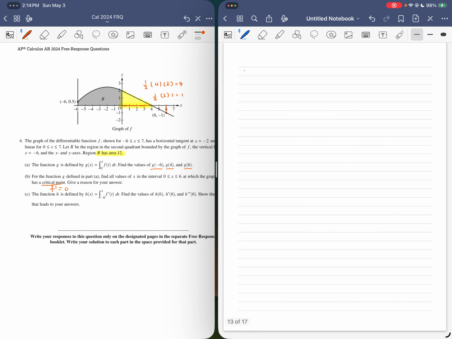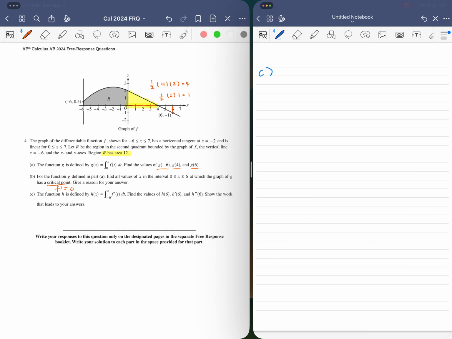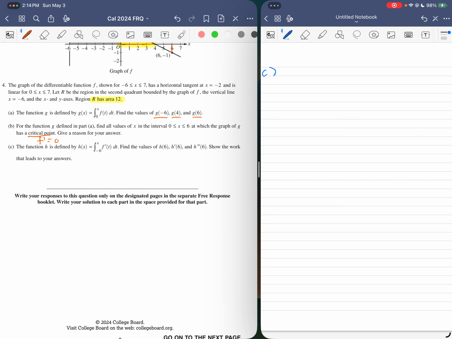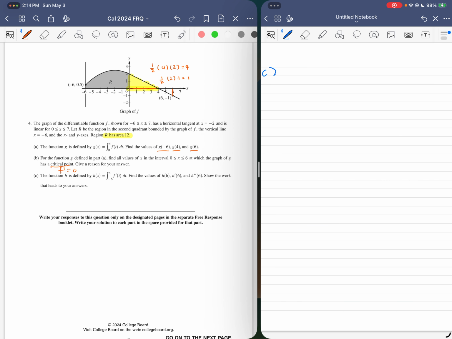Let's do C. That's the last question for question number 4. And I'm going to pause this video, okay? The function h is defined by h of x. We got this one, okay? So h of x equals the integral from x to negative 6 of f prime of t dt. Find the value of h of 6, h prime of 6, and h double prime of 6.